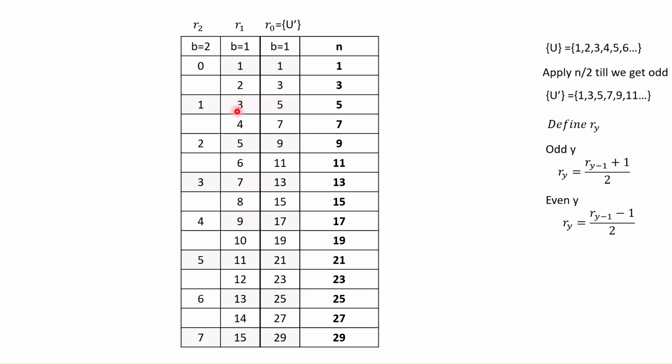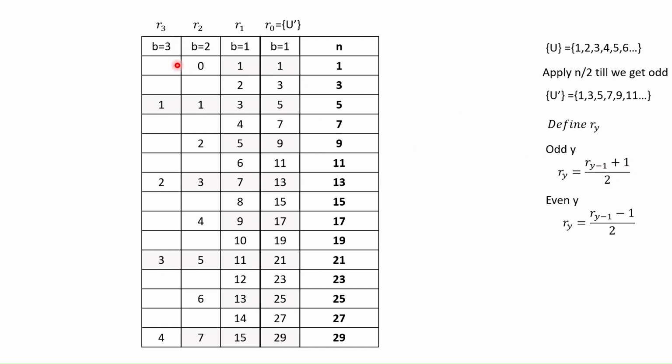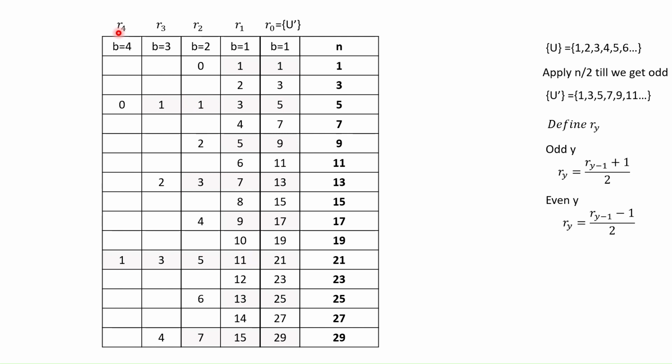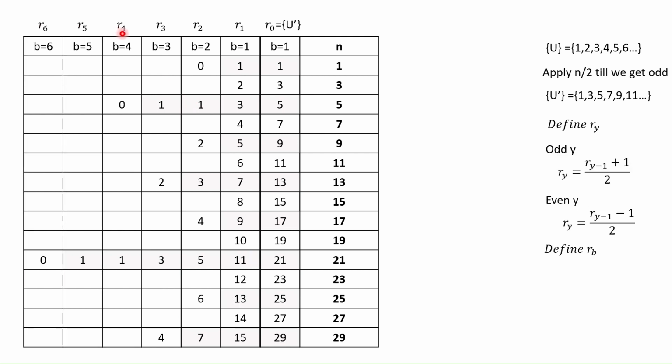Okay, so we have the number 3. Now what we do is 3 minus 1 is 2, divide by 2 is 1. We get that value. 5 minus 1 by 2, we get 2. So this is the way we create our set R2, and we have R3. Again, it's odd, so we use the rule for odd. Y, we have even, R4, R5, R6, so on and so forth.